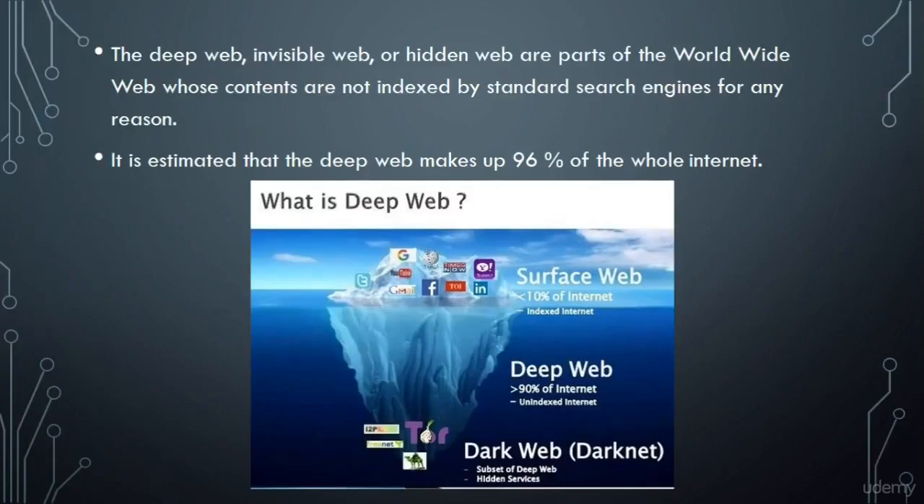So let's get started. The deep web, also known as the invisible web or the hidden web, refers to parts of the World Wide Web whose contents are not indexed by standard search engines or cannot be indexed by web crawlers. That means you can't really find this information using standard search engines, and it is estimated that the deep web makes up 96% of the entire internet, which is really a lot when you consider how big the surface web really is.